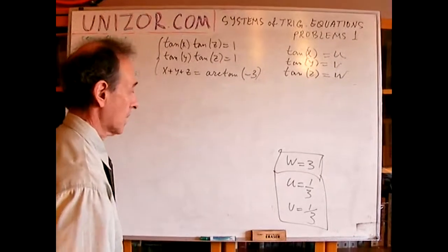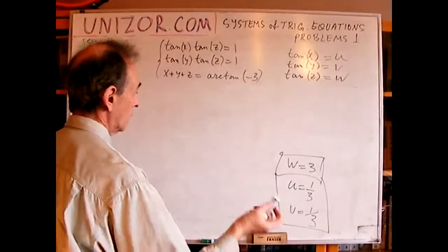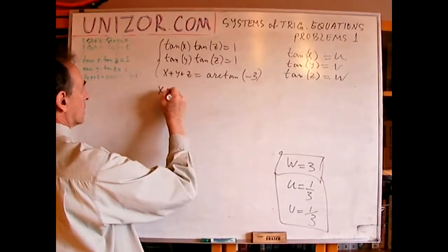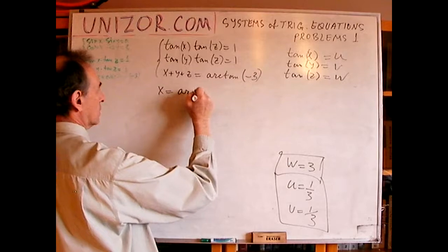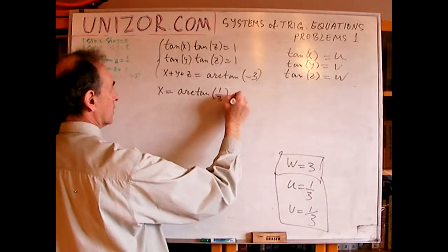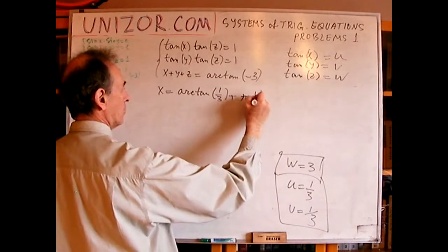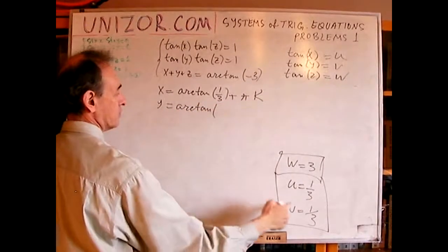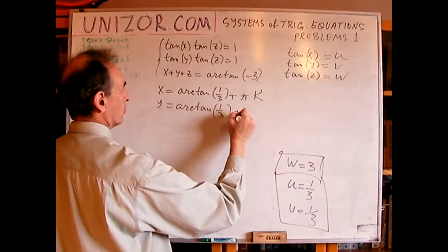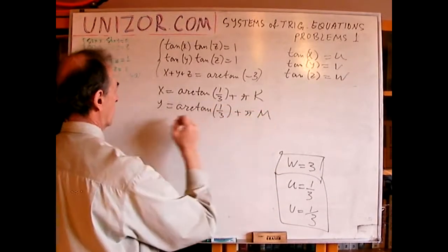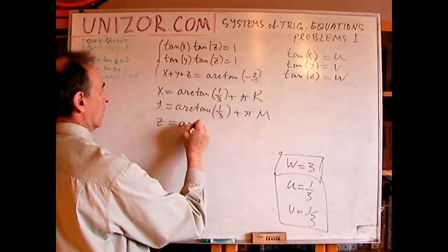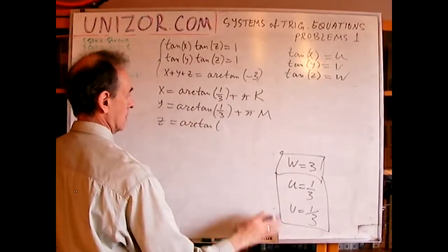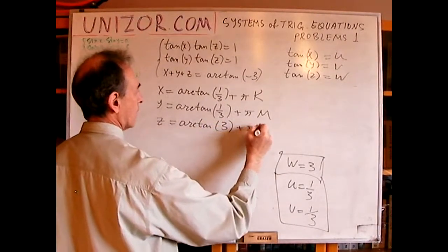Well, am I almost done? Well, look, if tangent of x is equal to 1/3, then x is equal to arc tangent of 1/3 plus pi k. Y is equal to arc tangent of v, which is 1/3 as well, plus pi m, and z is equal to arc tangent of 3 plus pi n.